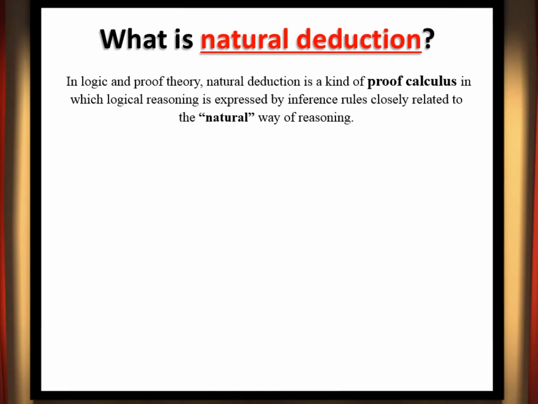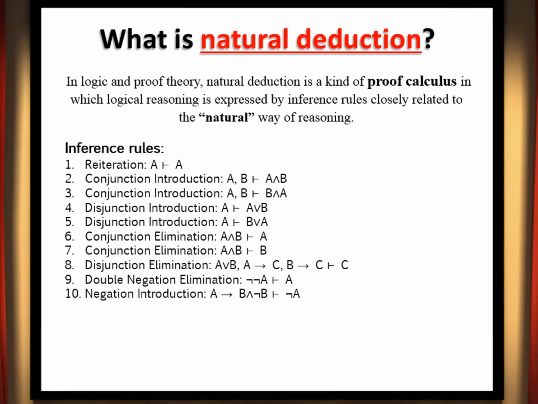Some of the rules we will be using today are, first of all, inference rules. First rule, reiteration: A proves A. Number 2, conjunction introduction: if A is true and B is true, we can prove that A and B is true. Number 3, conjunction introduction: if A is true and B is true, we can prove that B and A is true. Number 4, disjunction introduction: if A is true, we can prove that A or B is true. Number 5, disjunction introduction: if A is true, we can prove that B or A is true.